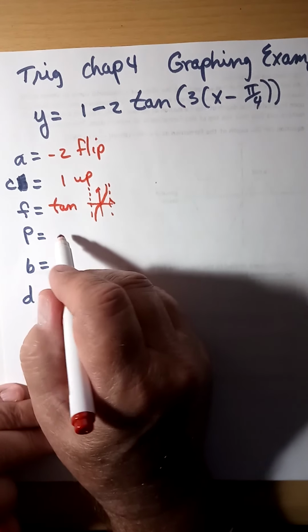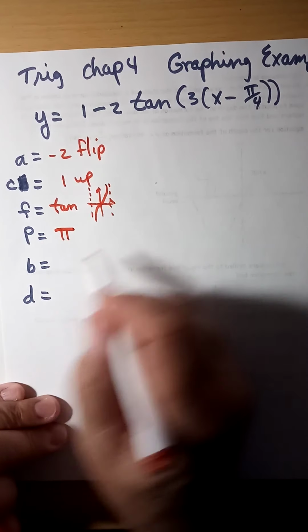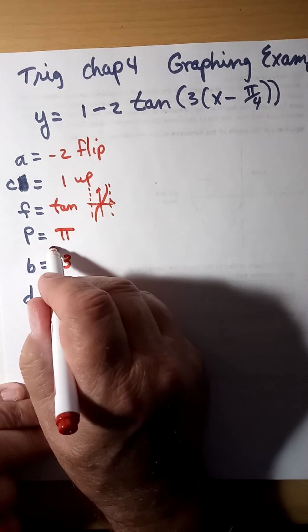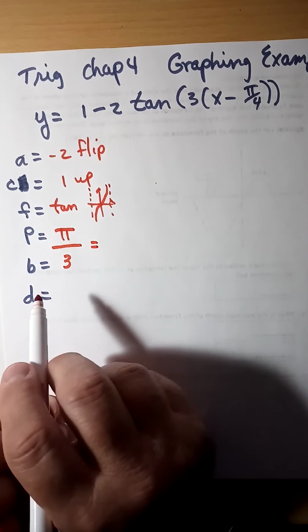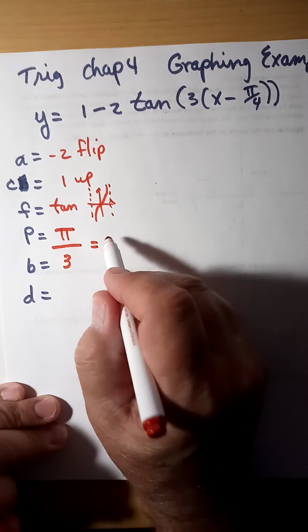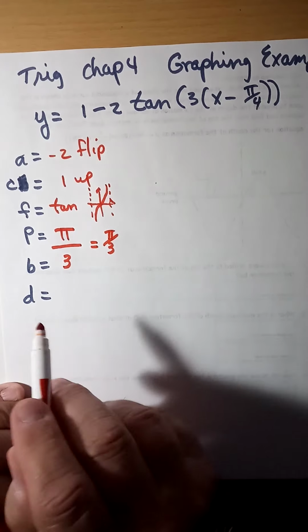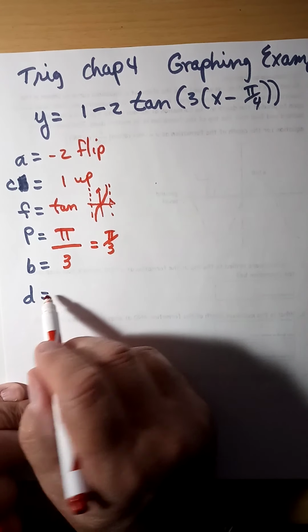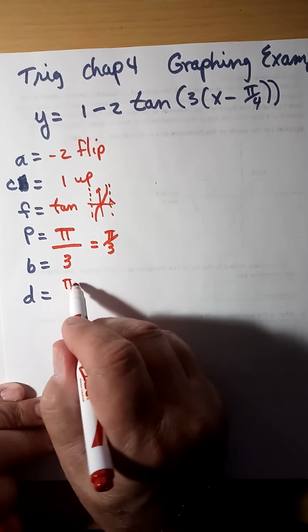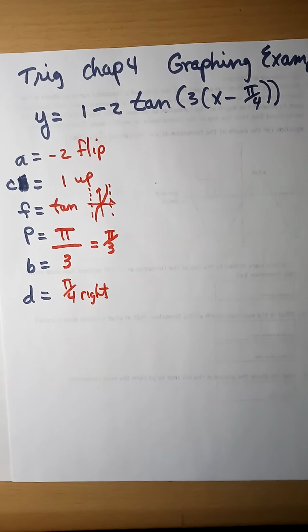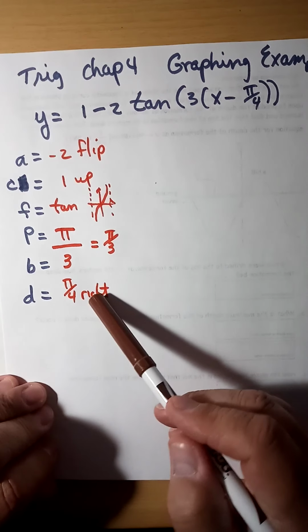The period normally for the tangent is pi. B is this 3 on the inside of the function. And P over B is the new period for this graph. It's really pi over 3. Used to be pi, now it's 1/3 pi, or pi over 3. And the D, pi over 4, moves it to the right. So our graph, if you look at this sort of in general, is a graph that is moved up and to the right.